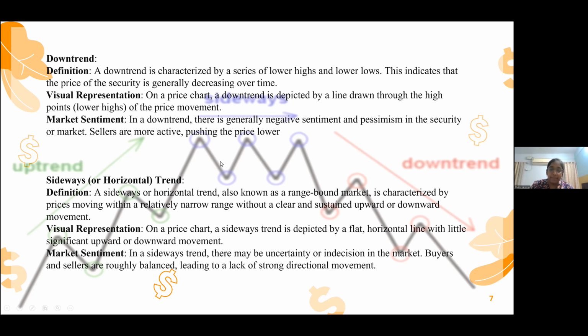Then market sentiment. In the sideways, there is uncertainty or indecision in the market. Buyers and sellers are roughly balanced, which leads to a lack of strong directional movement. Some buyers are interested in selling their stock, or some buyers are interested in buying more stock. For example, during the COVID times when we had the second wave, people got to know that yes, this virus can also come back and can backfire on us.